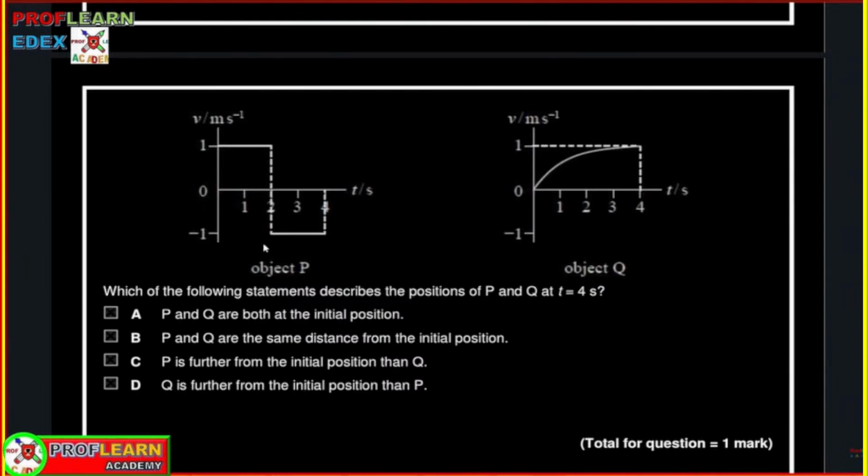Now, if you look at each of them, we can get some information regarding the motion of this object. Now, A, you are told P and Q are both at the initial position. That is not true, because you can see for Q, there is some area under the graph, meaning Q has covered some distance. But P is at the initial place, because if you work out the area of the upper part and the area of the lower part, both of them are equal, but one has the opposite sign. So they will cancel out and the displacement will be 0, which indicates that the object is at the initial position.